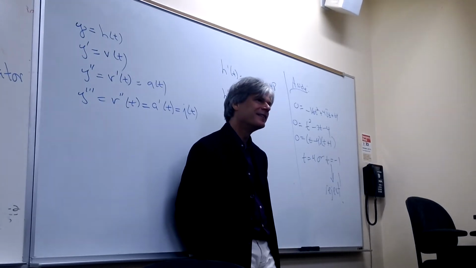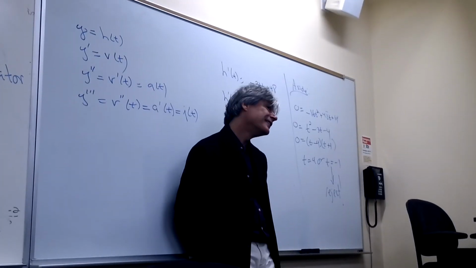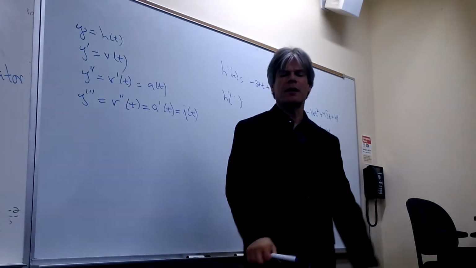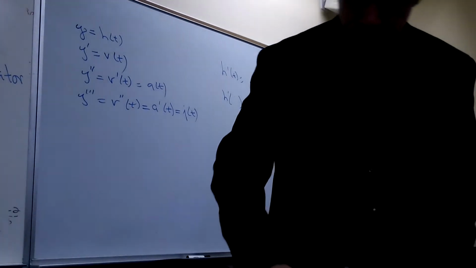Does that mean anything at all? Does the square root of 2 over g mean anything? Maybe not going back in time, but what it really means is this.